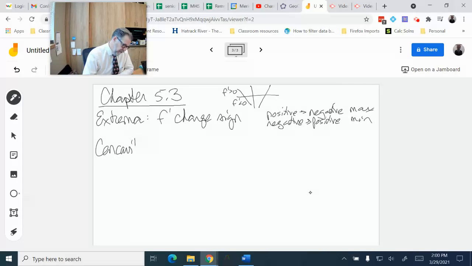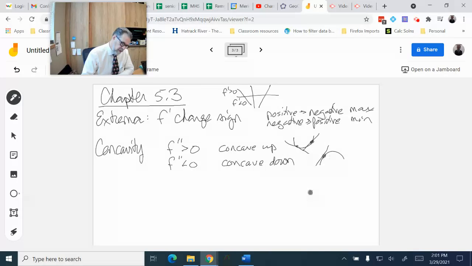Okay, what's next? Concavity. If your second derivative is greater than 0, then your graph must be concave up. Notice slope of the derivative going from smaller to larger. If the second derivative is less than 0, your graph must be concave down. Again, slope of your derivative going from larger to smaller.